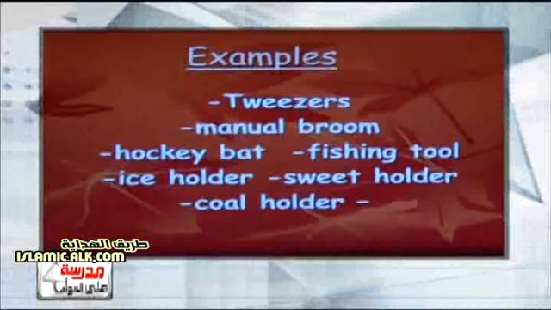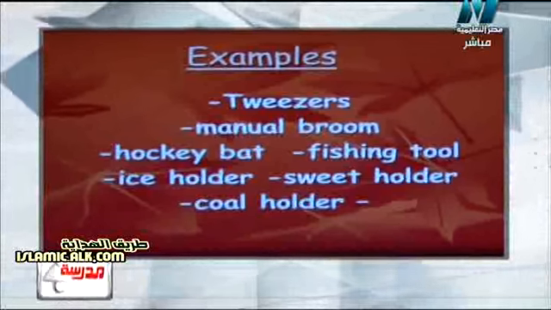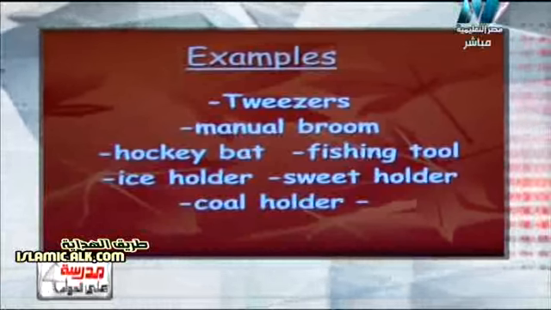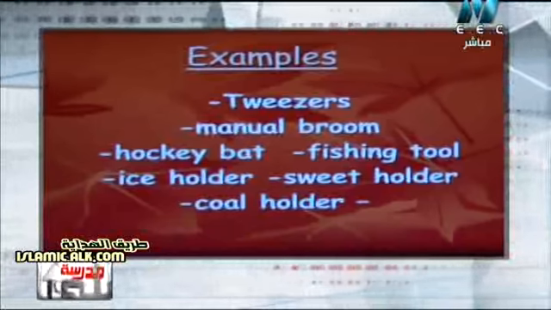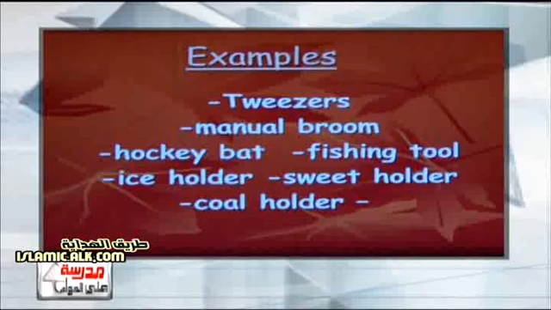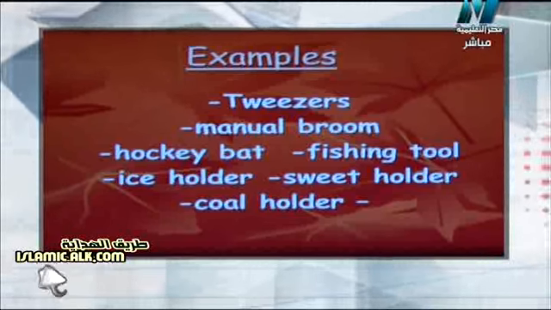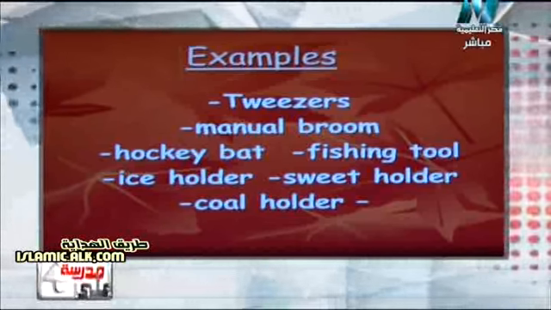So can you give me some examples of third class levers? Surely we have many examples of third class levers. So they are the fishing tool, the manual broom, and also we have many examples like the hockey pad, the sweet holder, ice holder, and cool holder. Any holder surely will be a third class lever. Tweezers, manual broom, hockey pad, all of them are examples of third class levers.